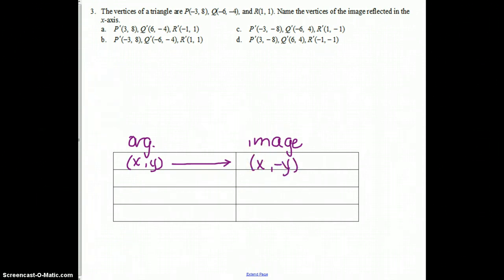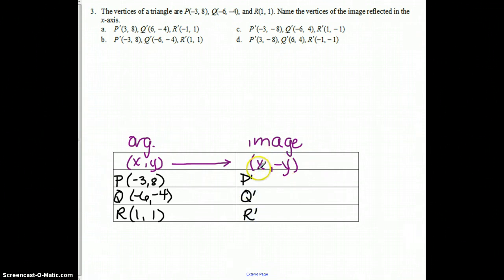Now it's important that I can set that up from the very beginning, because then my only job is to put P, Q, and R here just the way they're written, because of course this is our regular column. So P is -3, 8. Q is -6, -4. R is 1, 1. And what's nice about this is they don't even really want us to graph it. They just want us to go through and tell what the images are for each of these.